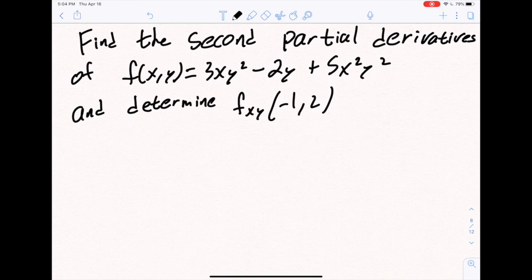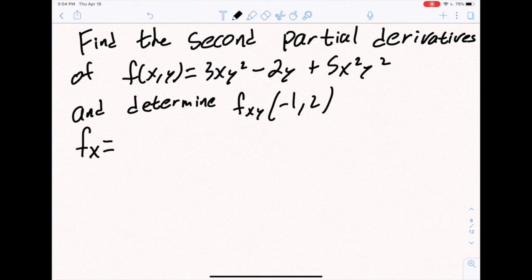We want to find the second partial derivatives of f(x,y) = 3xy² - 2y + 5x²y², and we want to determine fxy of (-1, 2). In order to find second partial derivatives, we have to find the first partial derivatives. So let's do that first.